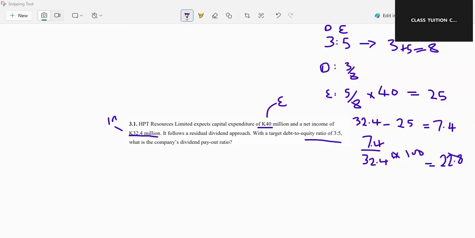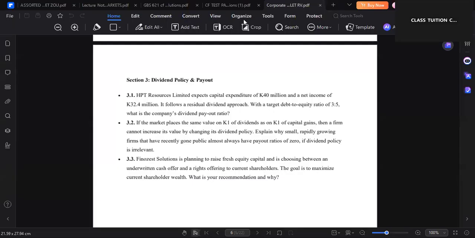Okay, so the other parts are theoretical. Maybe from what we have learned, you can try to explain. Here we are taught that if the company places the same value of 1 kwacha of dividends as 1 kwacha on capital gains, then a firm cannot increase its value by changing its dividend policy.